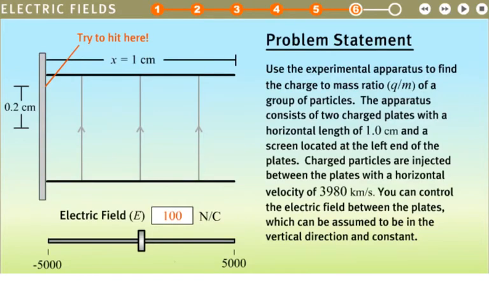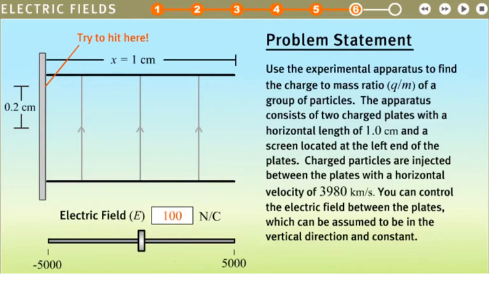Use the experimental apparatus to find the charge-to-mass ratio Q/m of a group of particles. The apparatus consists of two charged plates with a horizontal length of 1 centimeter and a screen located at the left end of the plates. Charged particles are injected between the plates with a horizontal velocity of 3,980 kilometers per second.